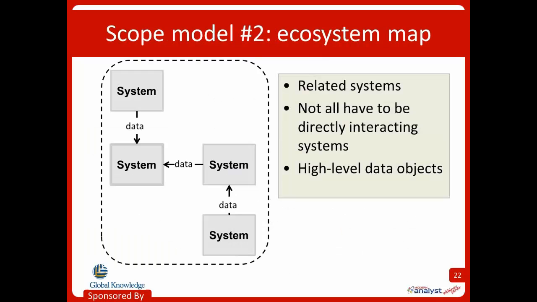Our second scope model is the ecosystem map. This is one of my favorite models. I will preface this by telling you this. I think that probably almost every one of the projects I've worked on, we create these. So this model illustrates all of the systems related to the system that's being developed. And it's helping us to make sure we know all the interfaces that we're going to have requirements for.